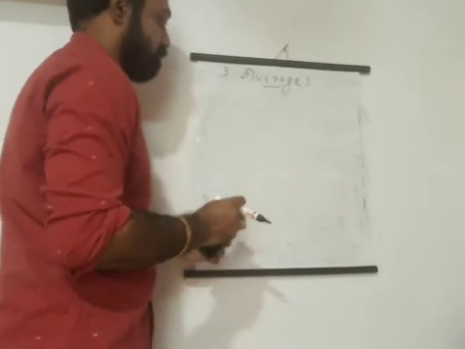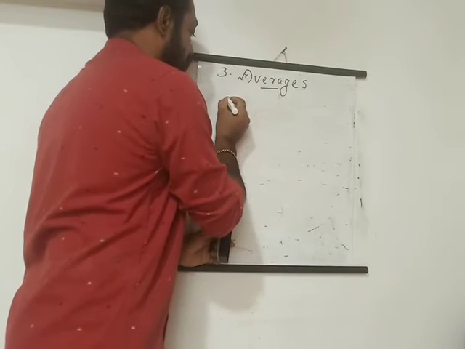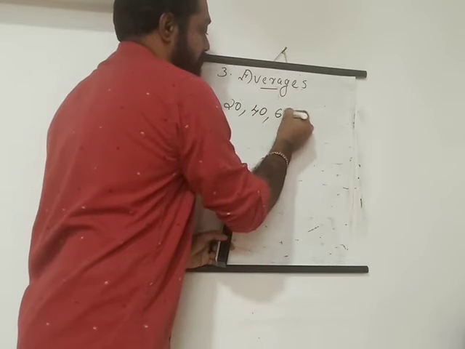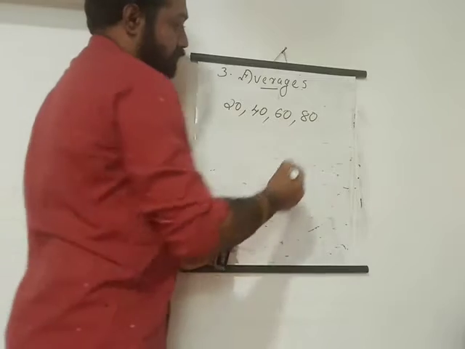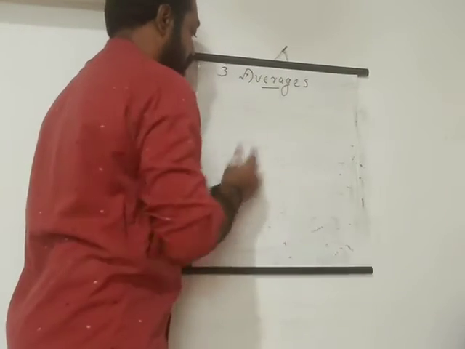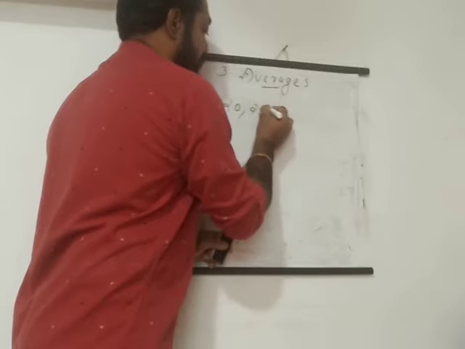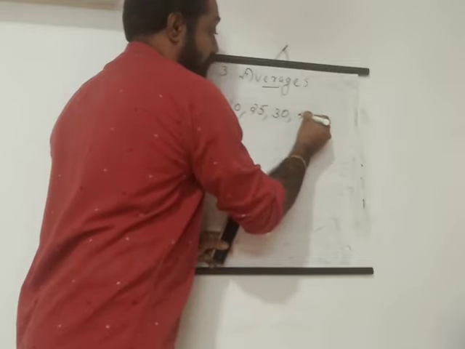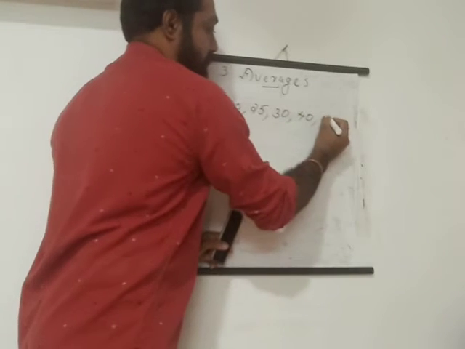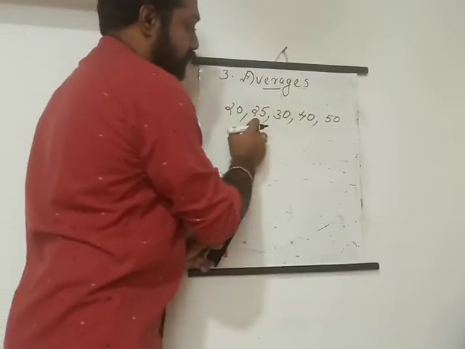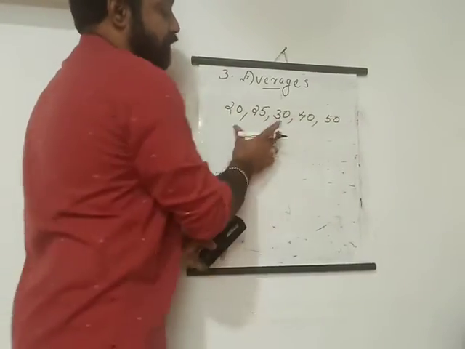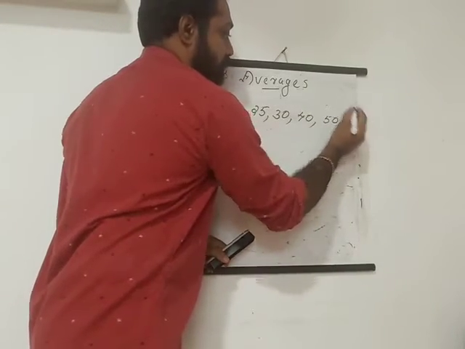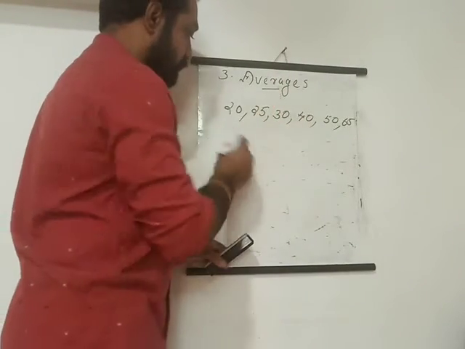Okay, I will take another example. Average of 20, 25, 30, 40 and 50. This is also 5 numbers. Take one more number, 65. So this is 6 numbers here. I'm going to find the average.